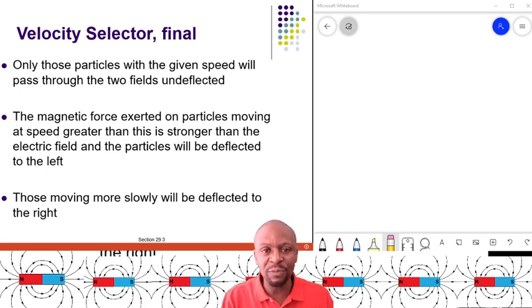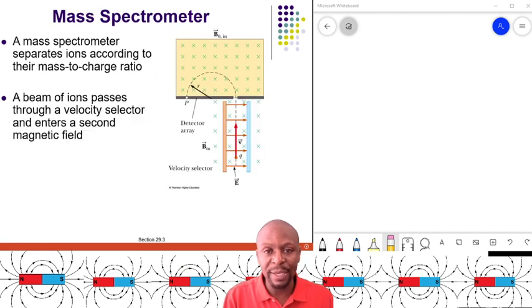The magnetic force exerted on particles moving at a speed greater than this is stronger than the electric force, and the particles will be deflected to the left, as I've already explained. Those moving more slowly will be deflected to the right.